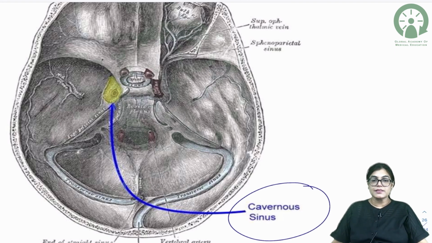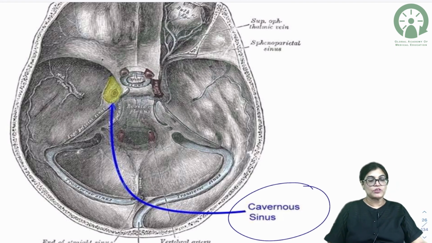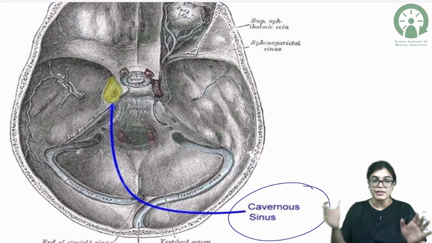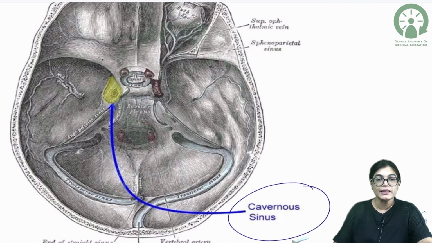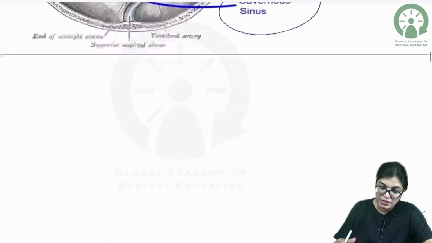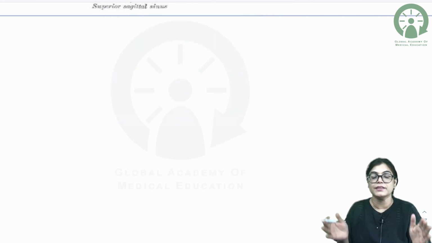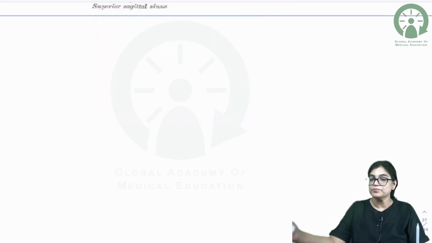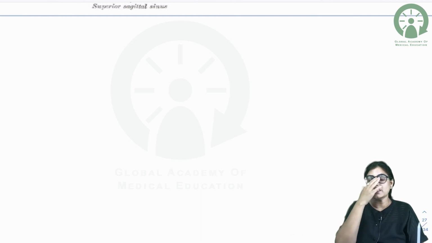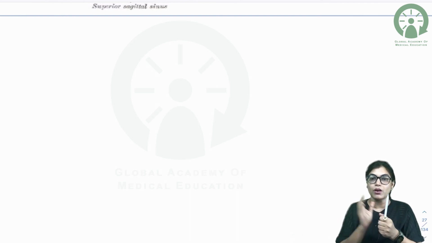In this diagram you can appreciate the cavernous sinus is located on either side of the body of the sphenoid. It is located in the sella turcica. This is the location, so you just write down. And what is the reason for the formation of the cavernous sinus? It is formed due to the splitting of the endosteal and the meningeal layer of the dura mater.